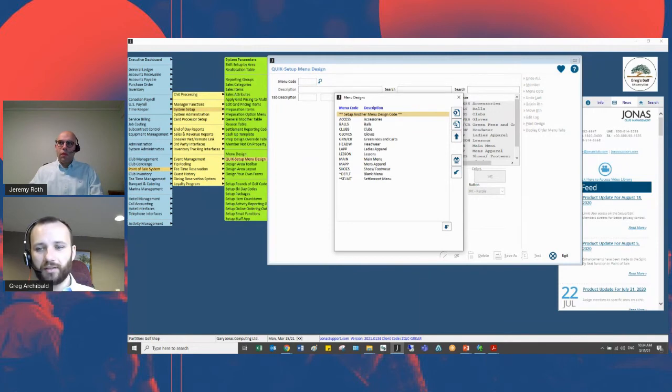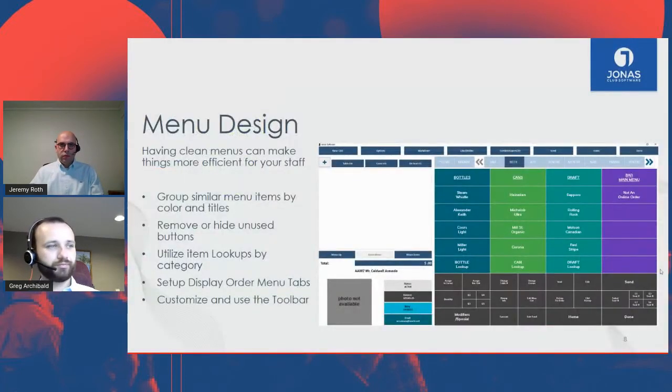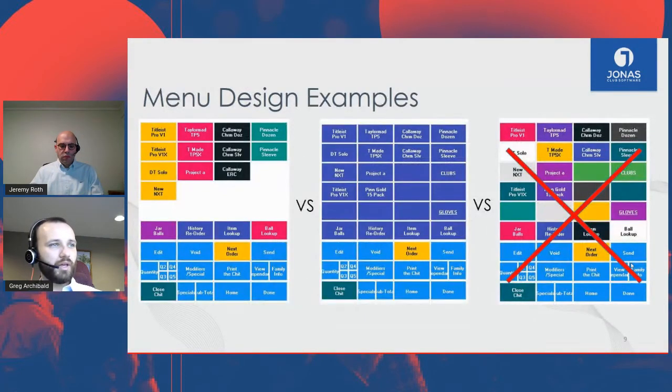Okay, so let's go back into our PowerPoint here. Okay, and then back to those menu design examples. Once again, one or a couple menus here are using a bunch of blank buttons there. One has hidden buttons, one's color-coded, one's not. So obviously, the one on the left is the one to kind of emulate if you can.